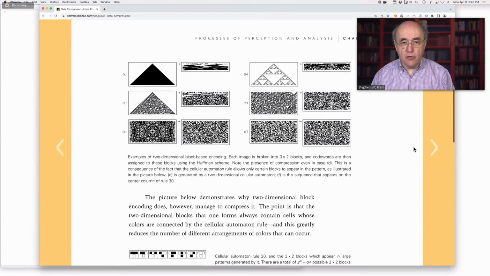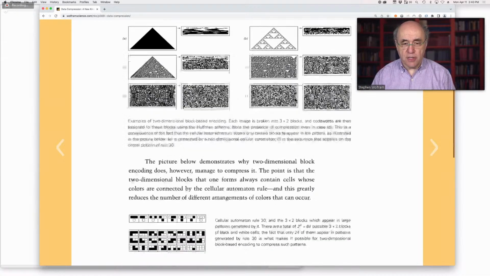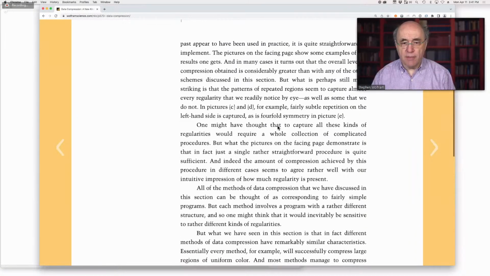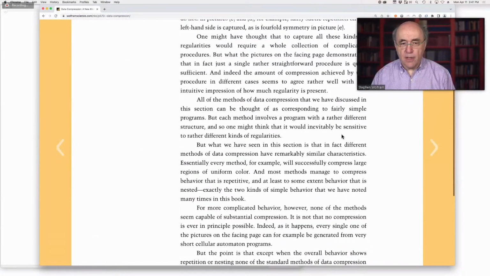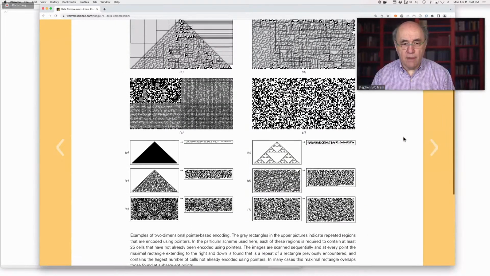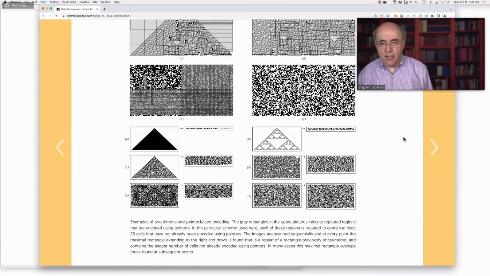Okay, this is 2-dimensional block encoding, just yet more compression. This is kind of like just how small can you make it with this kind of compression technique. Let's see. So here, we're using kind of the fanciest compression technique that I discuss in NKS, two-dimensional pointer encoding.